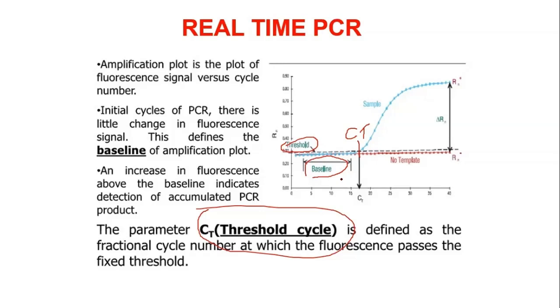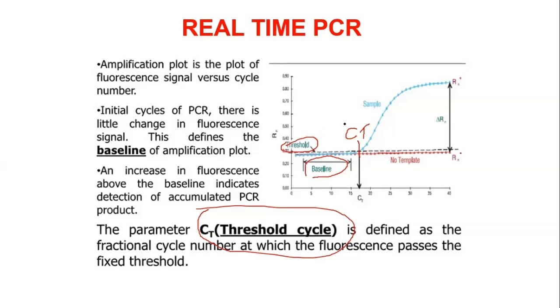Now, what is CT? It is the cycle number. You have different PCR cycles. One cycle means denaturation, annealing, extension. Once it completes these three steps, it goes to another cycle of the same steps: denaturation, annealing, and extension. The cycle number at which the signal reaches the threshold value is called the CT.